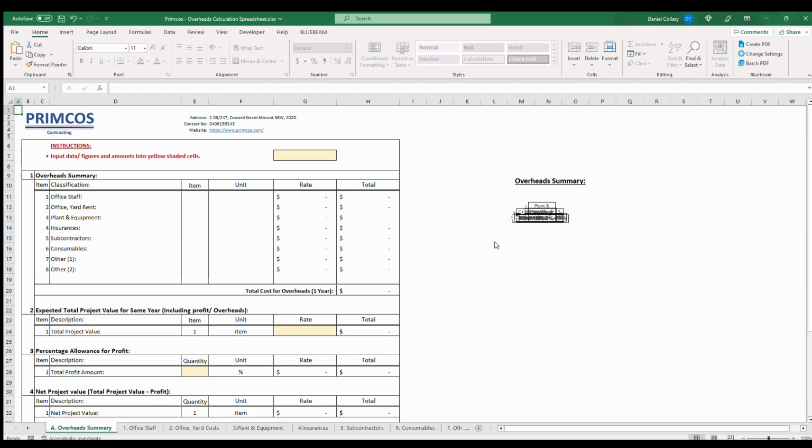So for inputting the data, we've got all these tabs along the bottom here: office staff, office yard cost, plant and equipment, insurances, etc. And these will be also displayed here with the cost when we put it in. Here we have a pie chart. Obviously nothing shown here yet as there's no data for it, but that will populate later on.